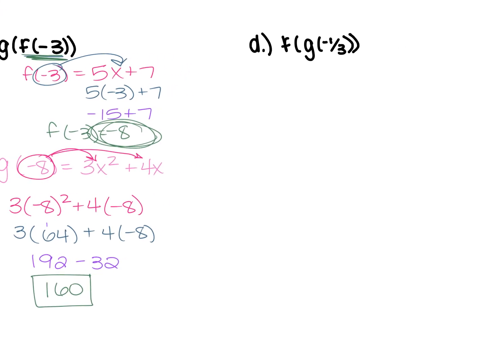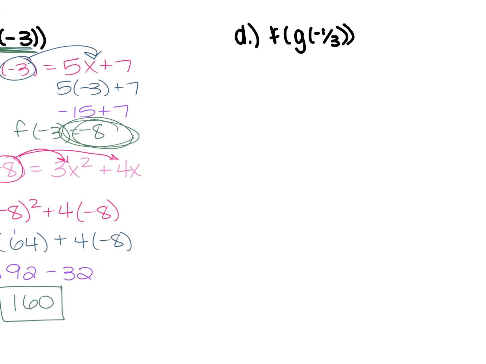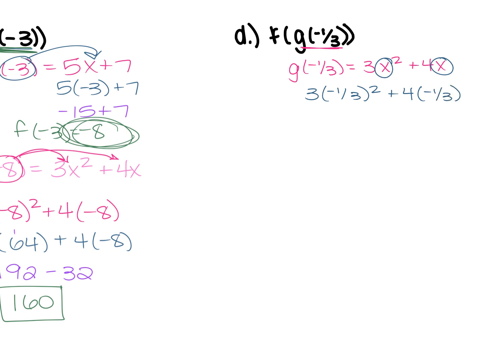For example D, we have f of g of negative 1/3. So we're first going to find that g of negative 1/3 before we do anything else. So for g of negative 1/3, we're going to plug that negative 1/3 in for x in g of x, which is 3x squared plus 4x. So this negative 1/3 is going to replace both of these x's. So that's going to give us 3 times (negative 1/3) squared plus 4 times negative 1/3. That negative 1/3 squared is 1/9, so that's 3 times 1/9 plus 4 times negative 1/3.